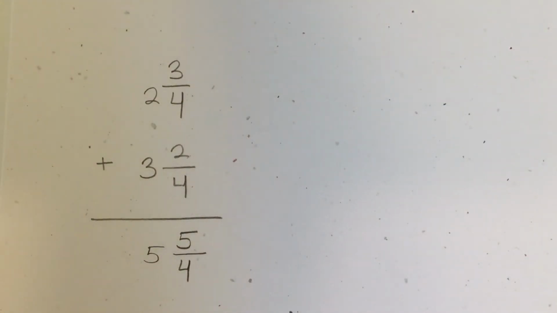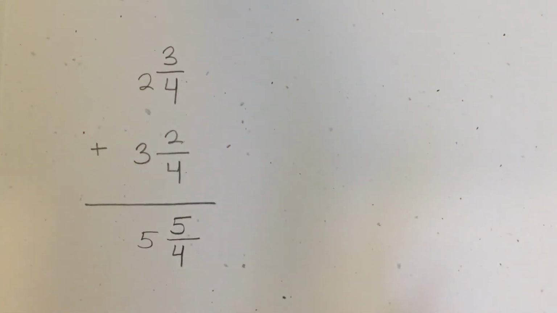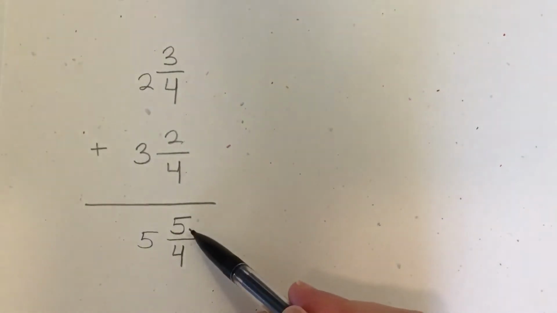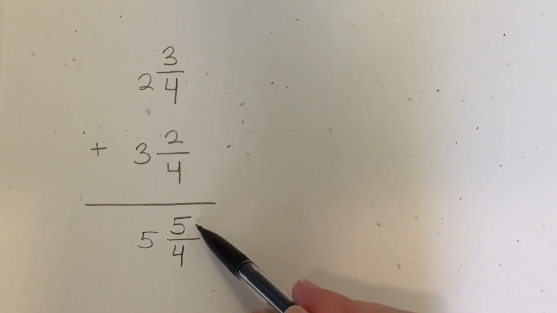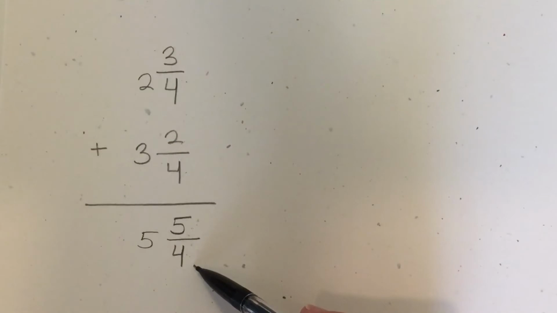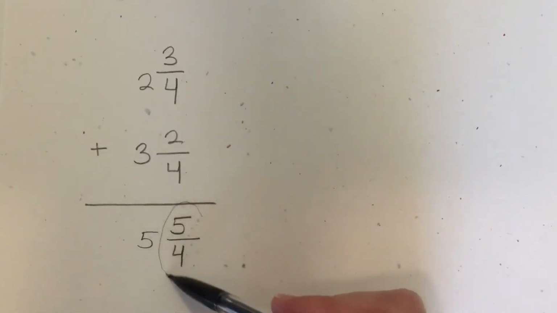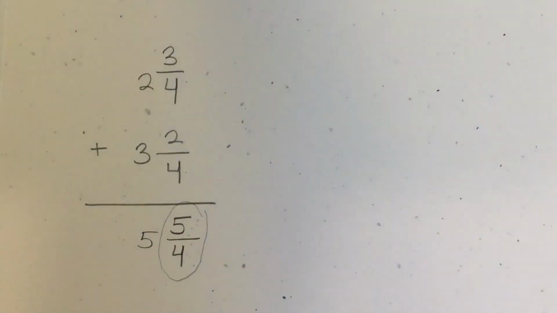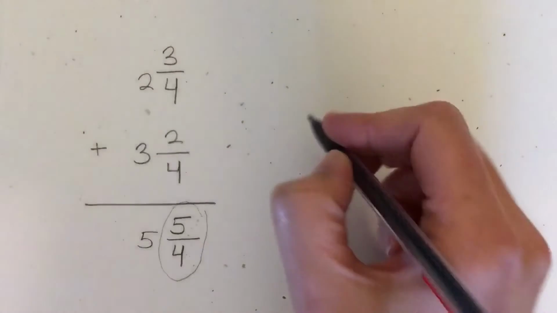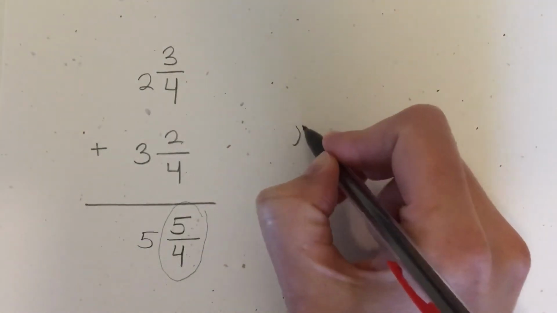So now I have a mixed number. It says 5 and 5/4, but something's wrong. You probably noticed that this fraction here, the numerator is greater than the denominator. We call that an improper fraction. So this mixed number has an improper fraction in it, and we can't write it that way. We can't have our answer that way. It is improper, and we need to make it proper.